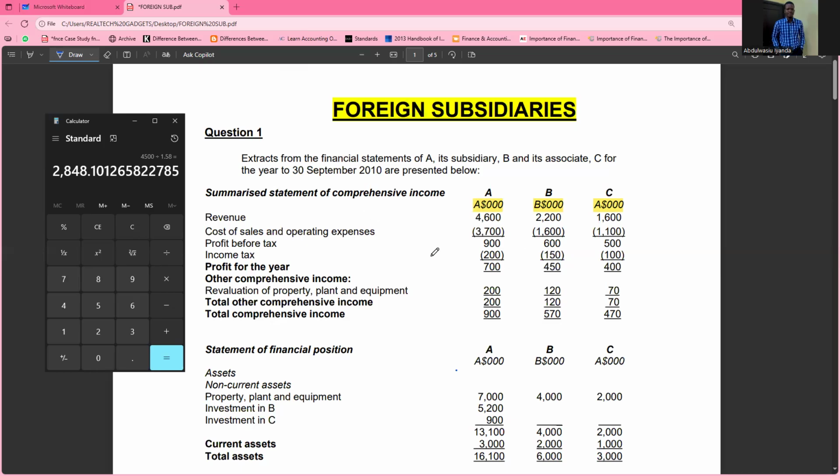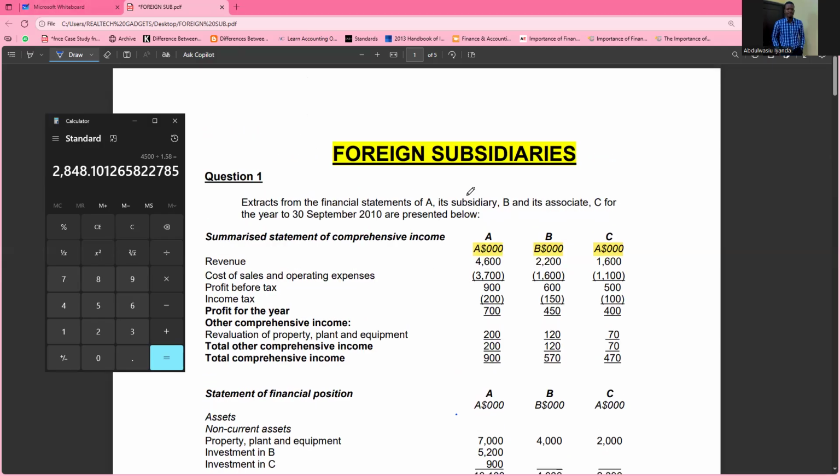So the P or L, you translate it at the average rate. Asset and liability at closing rate. P or L at average rate. Asset and liability at closing rate.